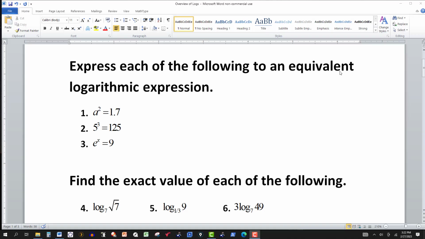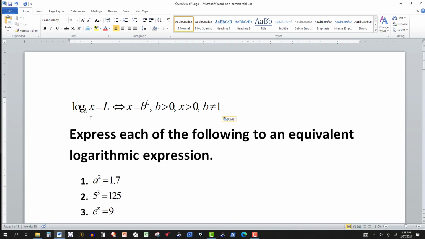In this video, we have a short overview of logarithms, look at some basic problems. Let's review the main definition. We have the log of x to base b equals L, implies that x has to equal b to the L. So whatever you're taking the log of here, that has to equal this base taken to that power. Notice L is an exponent. That's what a logarithm is.